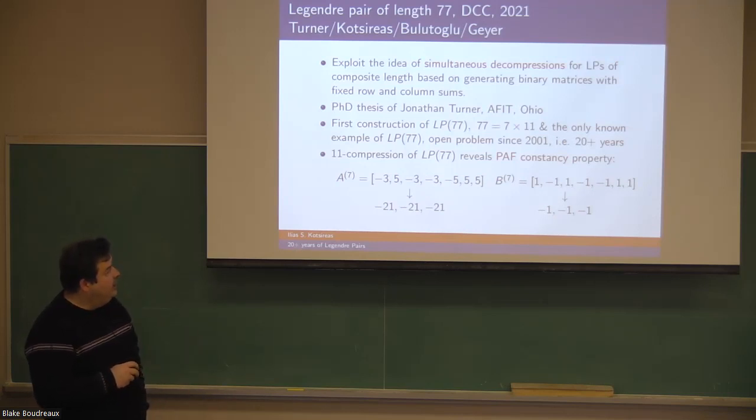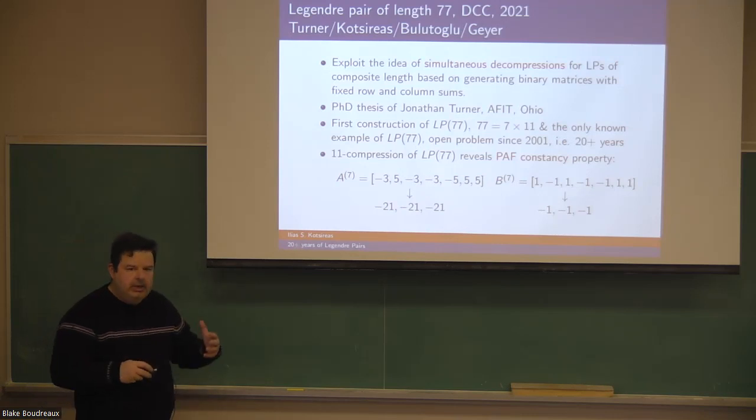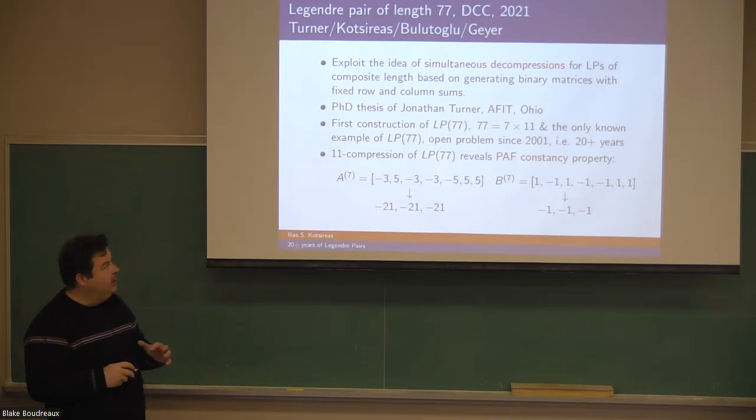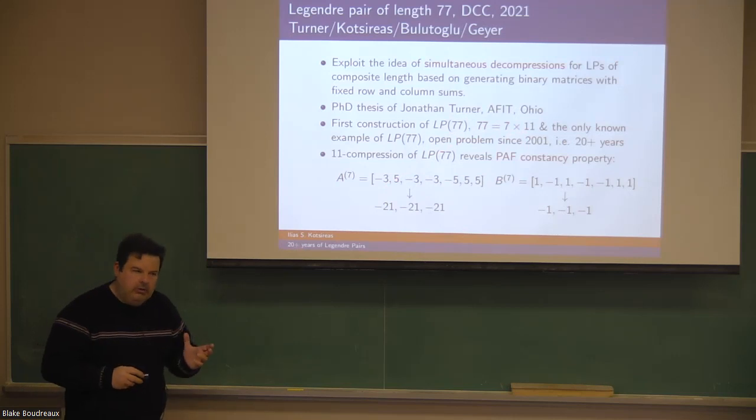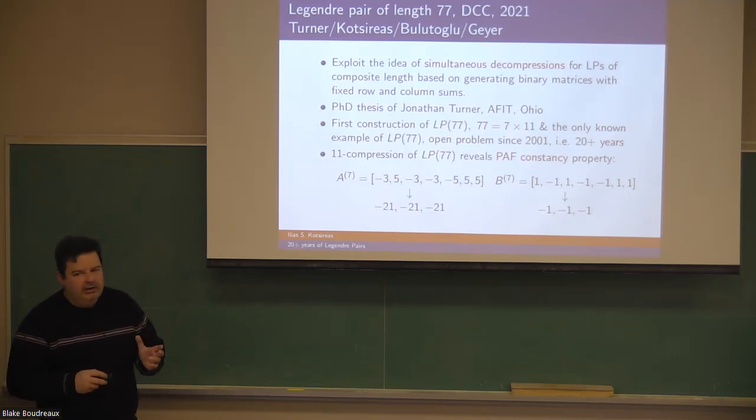And he pioneered, if you like, the idea of simultaneous decompressions, which means if your Legendre pair, let's say it's order 77, 7 times 11, he said we don't need to look at 7 compressions or 11 compressions alone. We can look at 7 and 11 compressions together. So it's a PhD thesis, right?